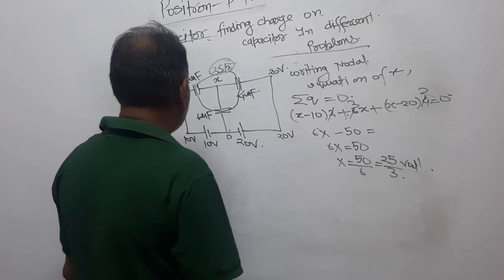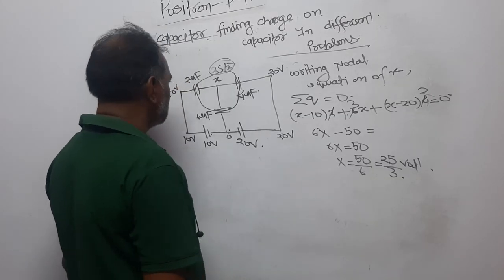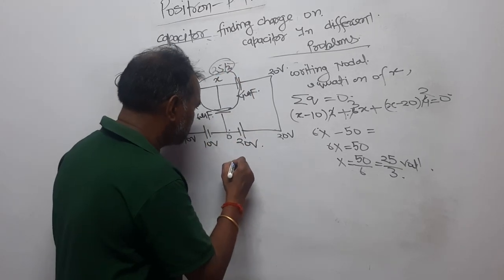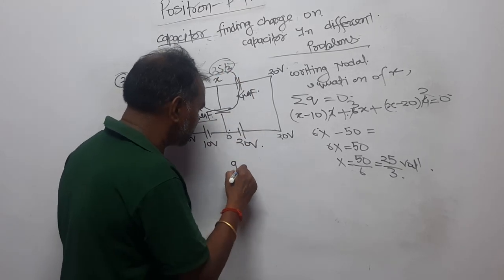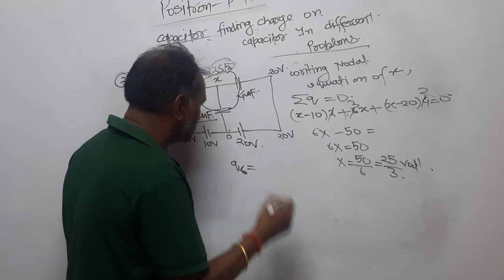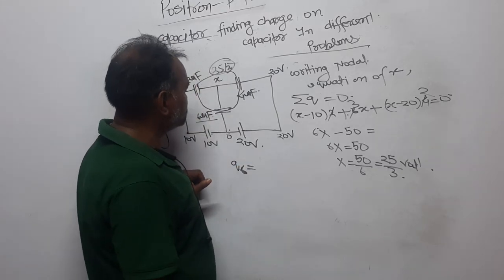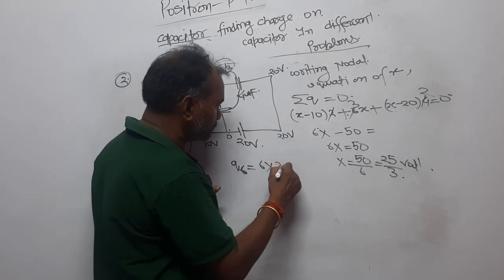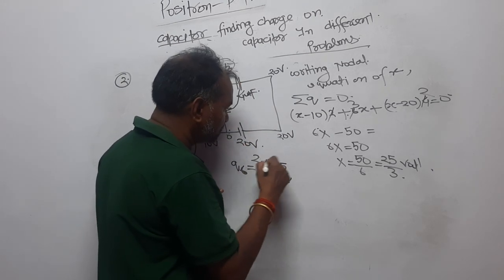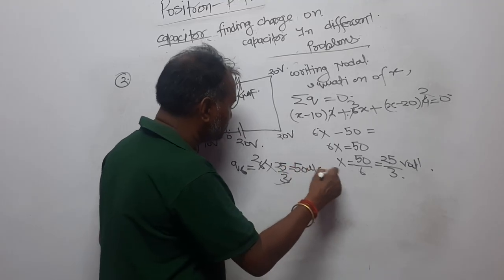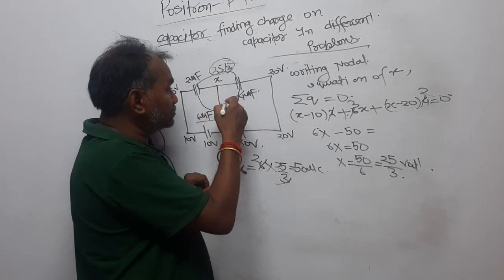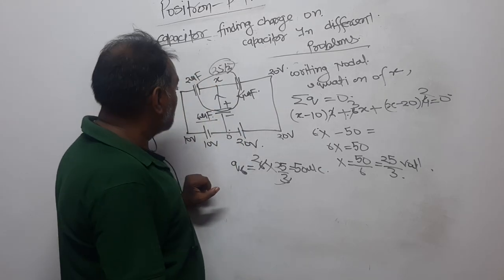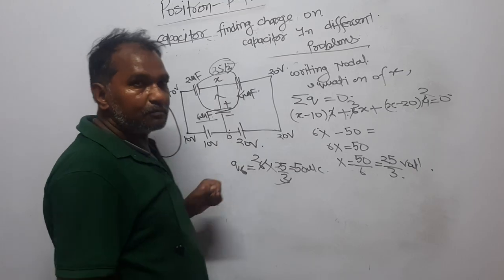Now dear student, if you want to find out the charge on each, look here, this is 25 by 3. So charge on 6 microfarad, which I am denoting by Q6, is equal to C into V. C is 6 and this is 25 by 3 minus 0, that is 25 by 3. So this is 50 microcoulomb. Now it is a higher potential point, so it will be positive, this will be negative, and charge will flow like this.